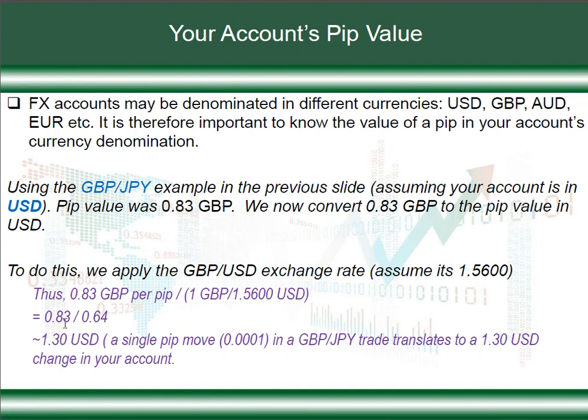And our formula says you'll take the previous pip value expressed in pounds, you divide that by the quotient of this, and that gives you 1.30. In effect, when you are trading GBP/JPY, a change of 1 pip is the equivalent of 0.83 pounds, but also it is the equivalent of $1.30 in your account. Because your account is based on dollars, you will see your account increase or decrease by $1.30 in that case.